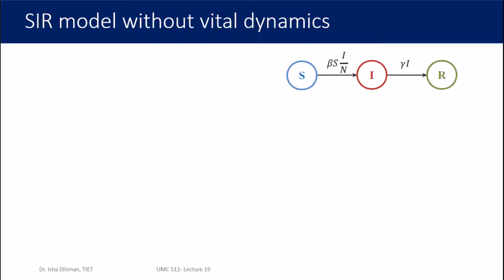while without vital dynamics means you do not include them in your model. If you are just studying it for a small period of time, say 1 year or 6 months, then it does not matter how many people are born or died naturally in that time. So for those kinds of situations, we apply these models without birth and death. So this is without vital dynamics.